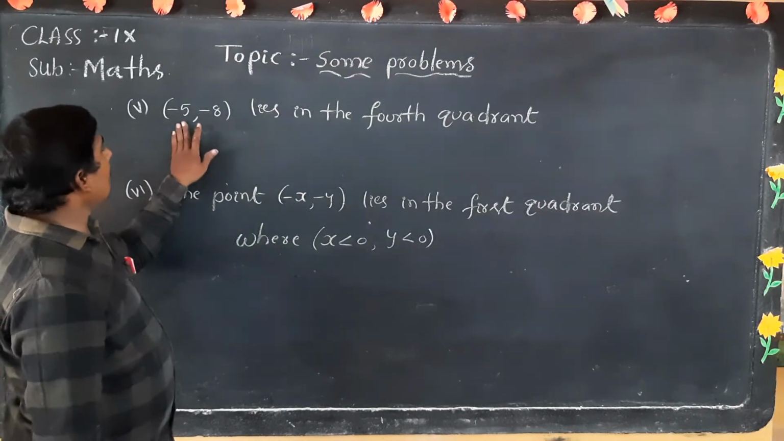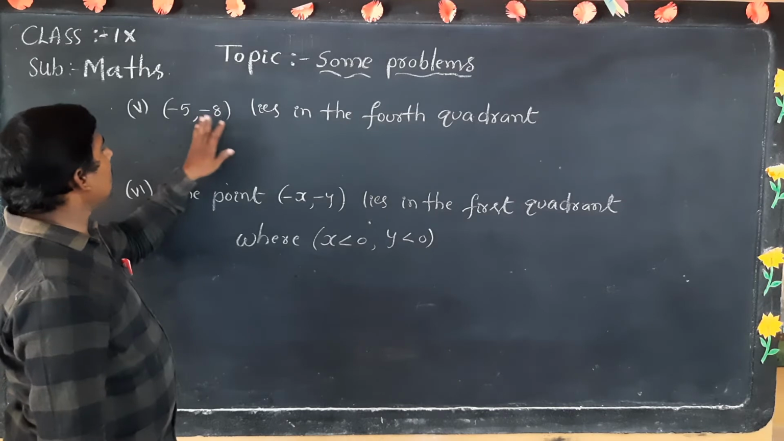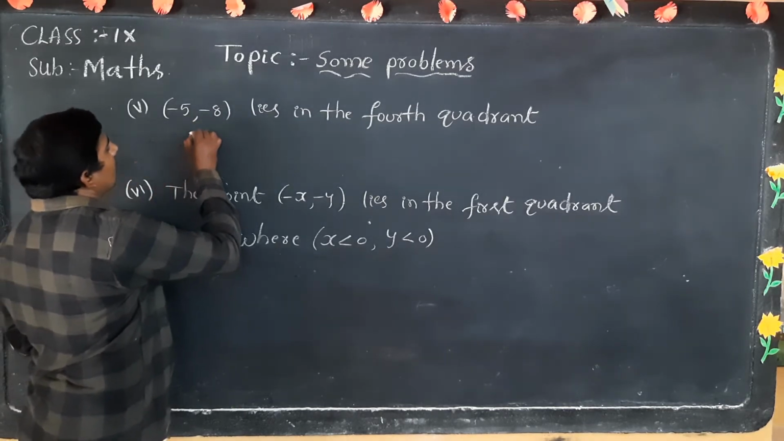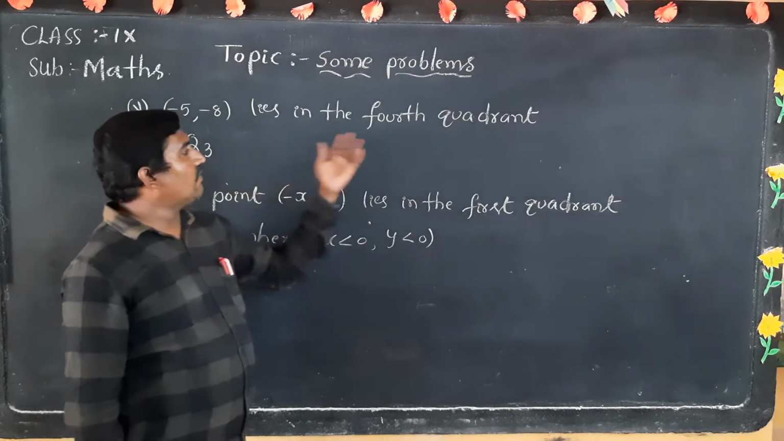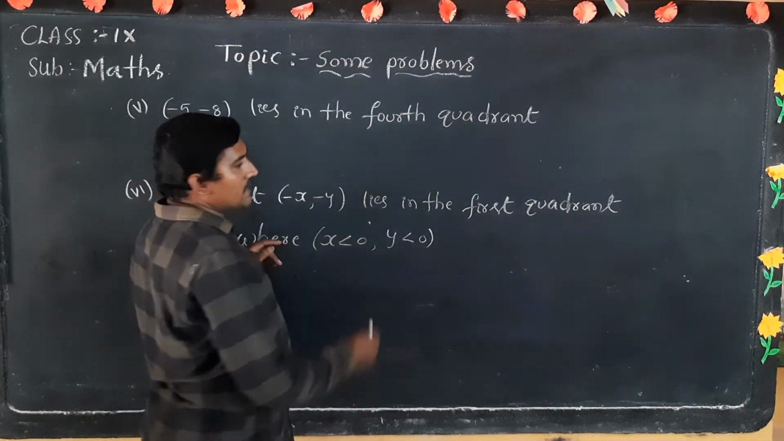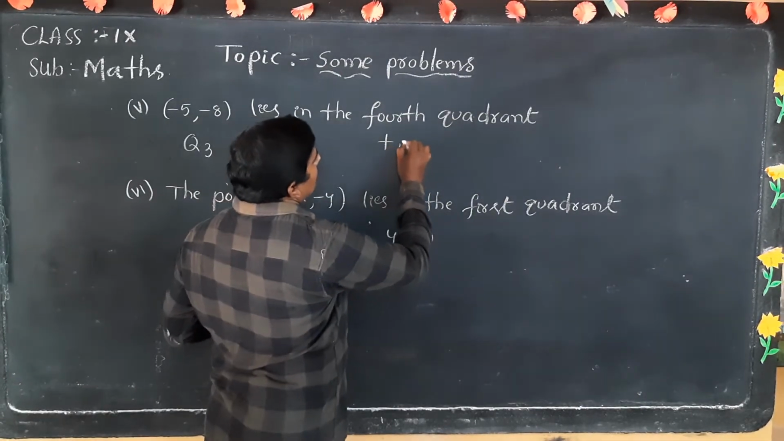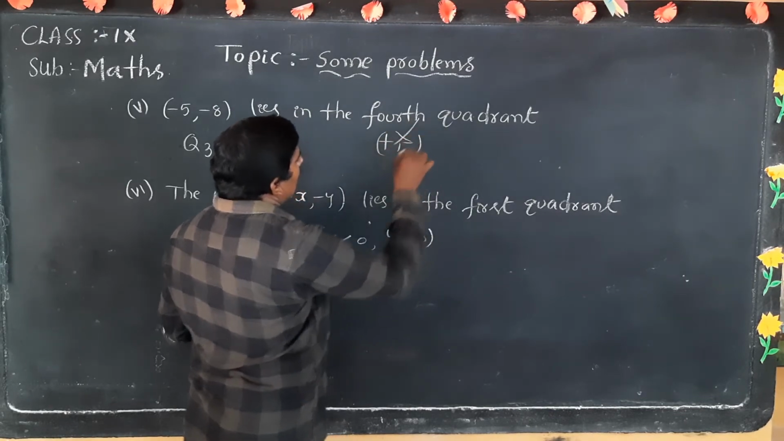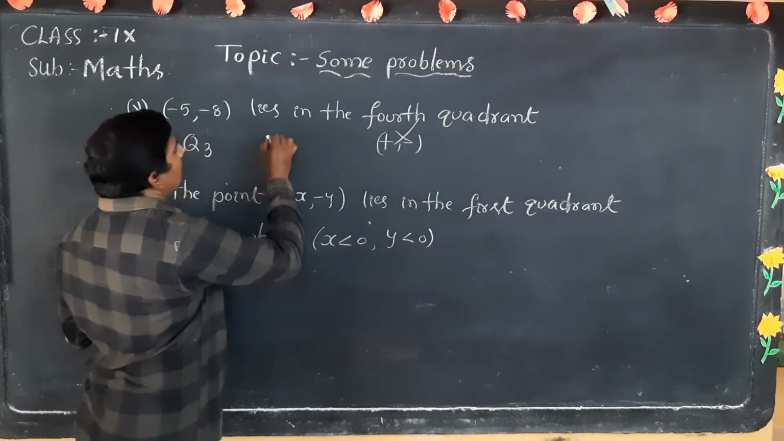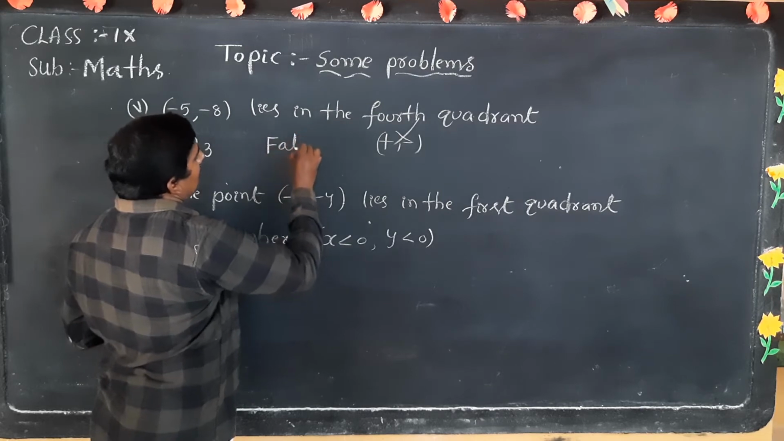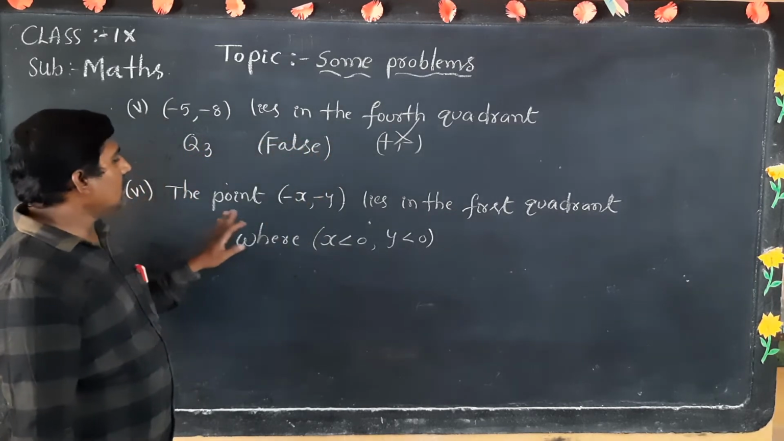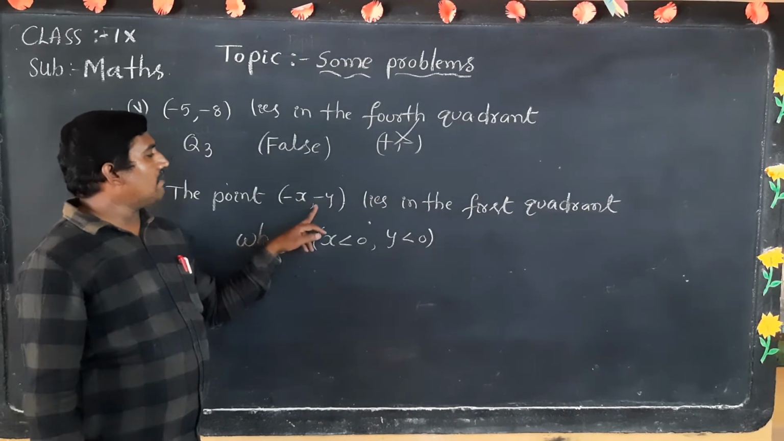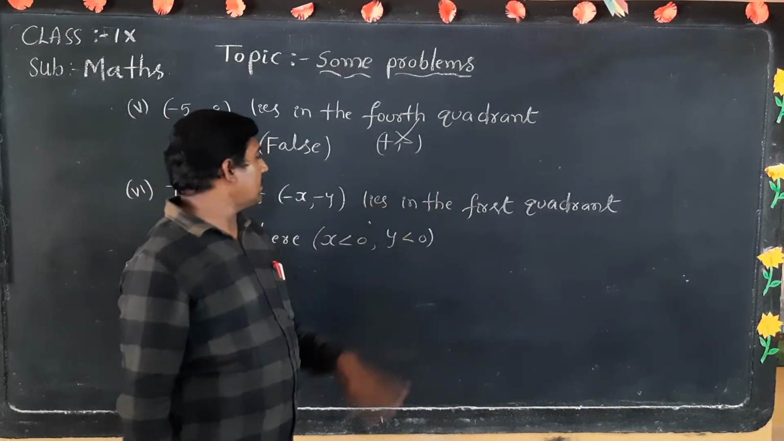See, minus 5 comma minus 8 means this is quadrant 3, Q3. But they gave here fourth quadrant. Fourth quadrant means plus comma minus. So this is wrong. Wrong means false. False. And next, the point minus x comma minus y lies in the first quadrant.